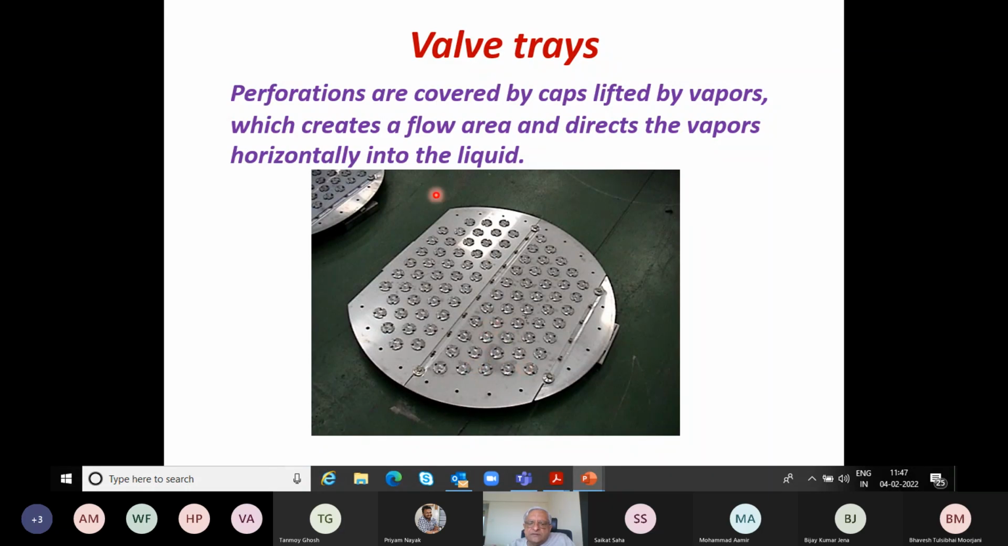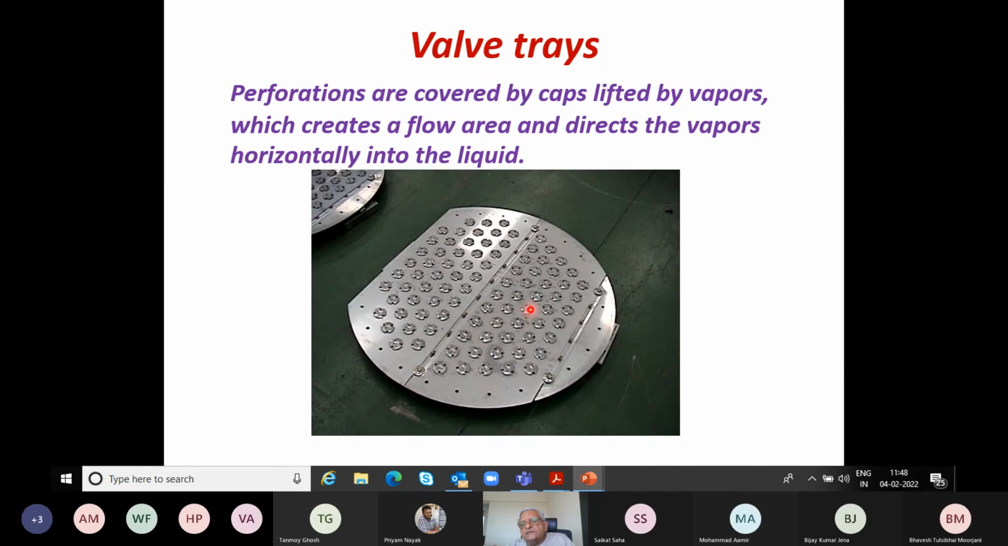You have a plate, the tray, on which there are perforations through which the vapor comes up. But these perforations are covered by a cap, which can be lifted. These caps have 2, 3 legs below. So when it gets lifted, it doesn't come out, because the legs are twisted below the tray.